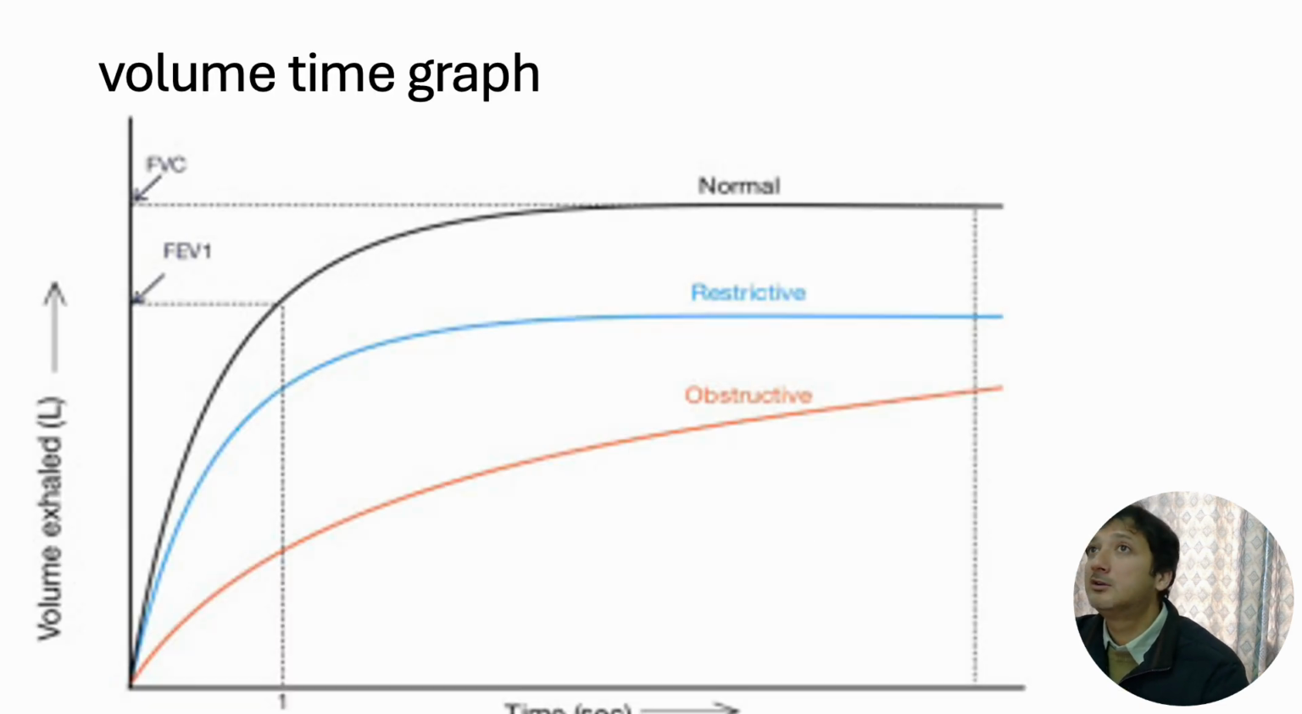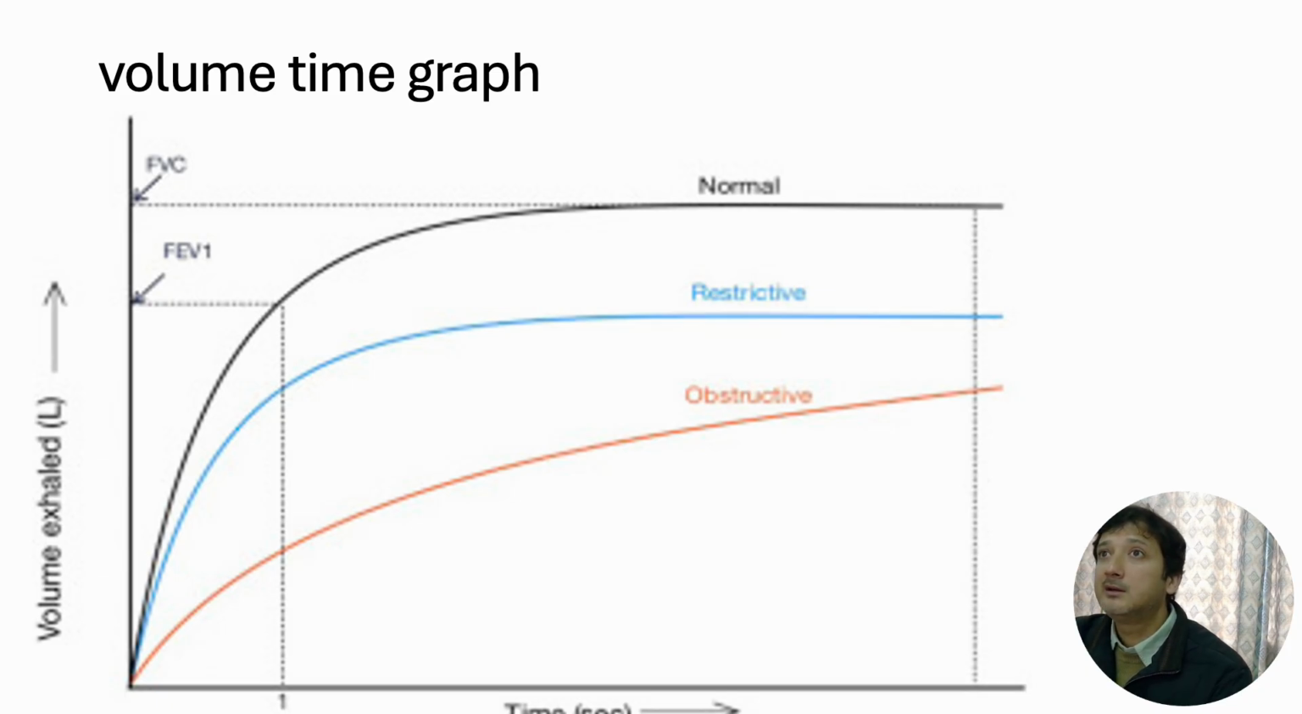So this is a normal volume time graph. In the above one you can see the patient is exhaling the air, and in 1 second, this is the time of 1 second, how much he has expired in 1 second is called the FEV1. It usually should be more than 70%.